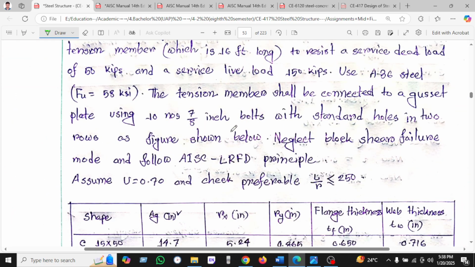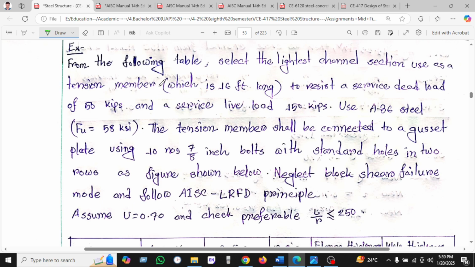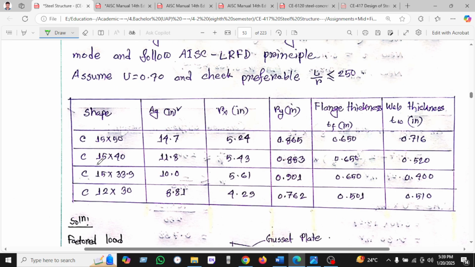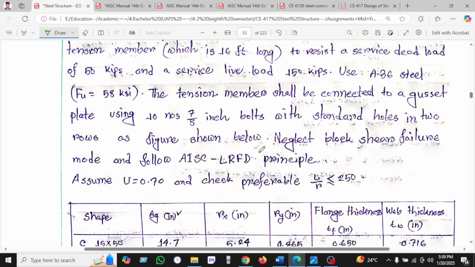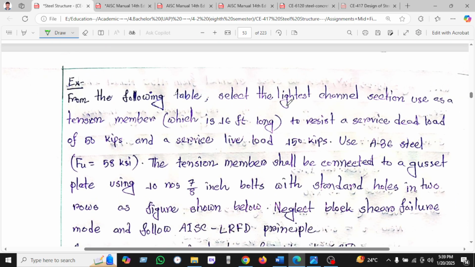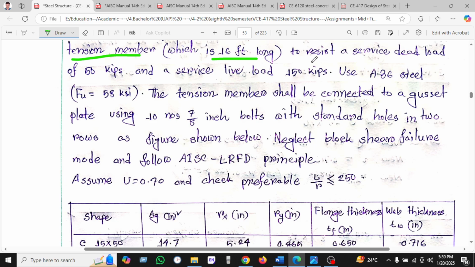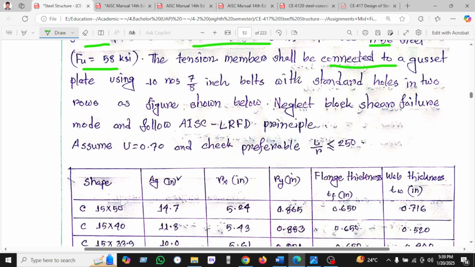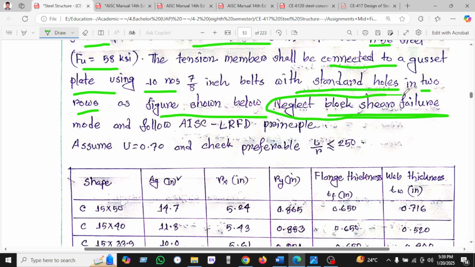Okay, so let's see another example. From the following table, this is the table we have been seeing in the AISC manual, select the lightest channel section to use as a tension member, which is 16 feet long, and to resist the service dead load 50 kips and service live load 150 kips, and use A36 steel, which is Fu 58. The tension member shall be connected to a gusset plate using 7/8 inch bolts, standard holes, 2 rows, and the figure is given below. Neglect the block shear, so we will not consider the block shear.